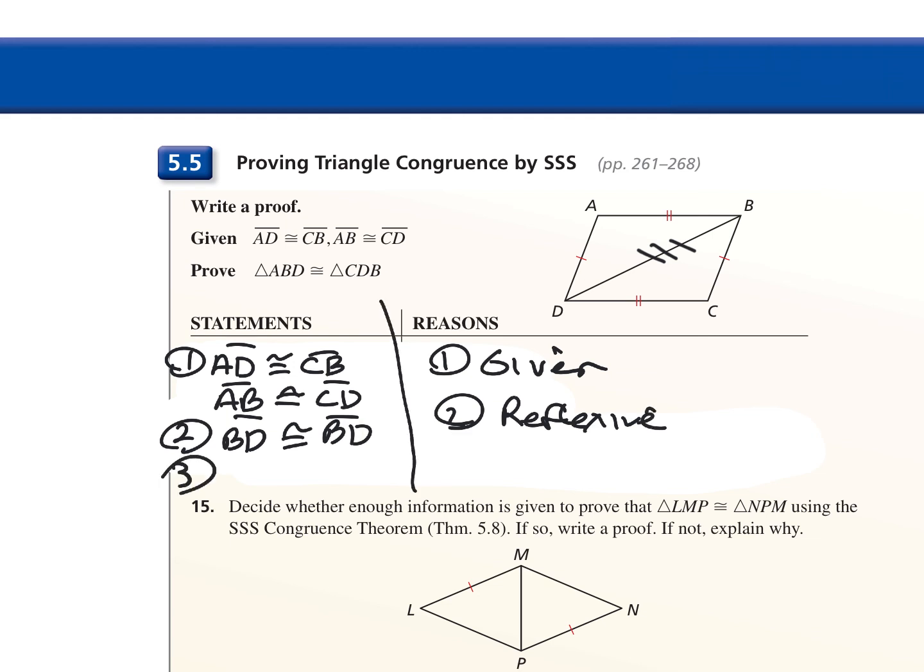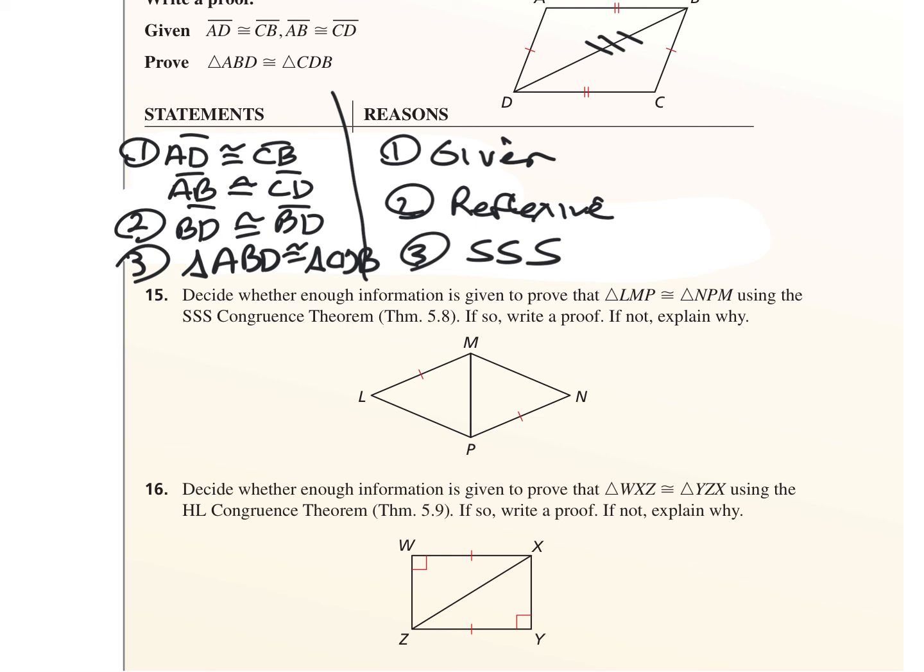And then lastly, now that I've got three sides that are marked, I can say that triangle ABD is congruent to triangle CDB. And the reason is side, side, side. And then for 15, it wants you to determine, is there enough information to prove that triangle LMP is congruent to NMP using side, side, side? Well, the only other thing we can pull in here is the reflexive. I do not have any markings on this one or this one, so no, there is not enough information. I would need all three sides with markings.